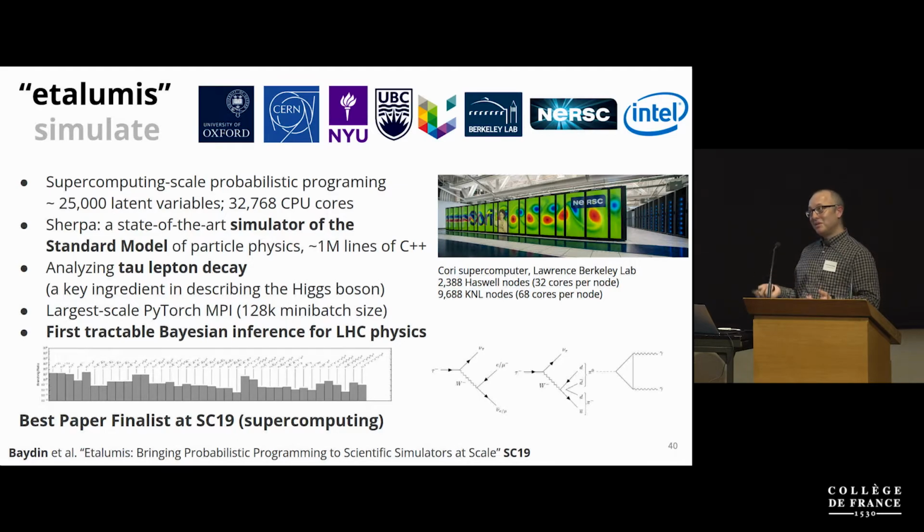I think maybe, and please correct me if I'm wrong, this might be the only case where probabilistic programming has been done at supercomputing scale. I really need to check if that's correct. Basically we showed that this is actually feasible, and this was the first time tractable Bayesian inference was done in an LHC, or Large Hadron Collider, physics setting.